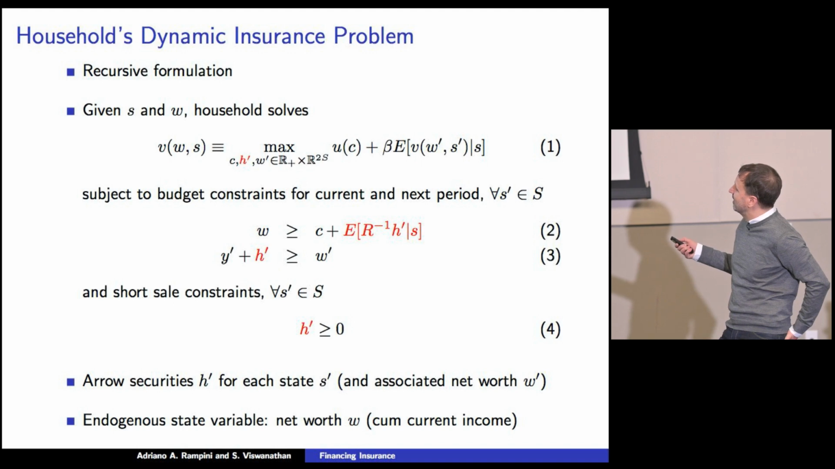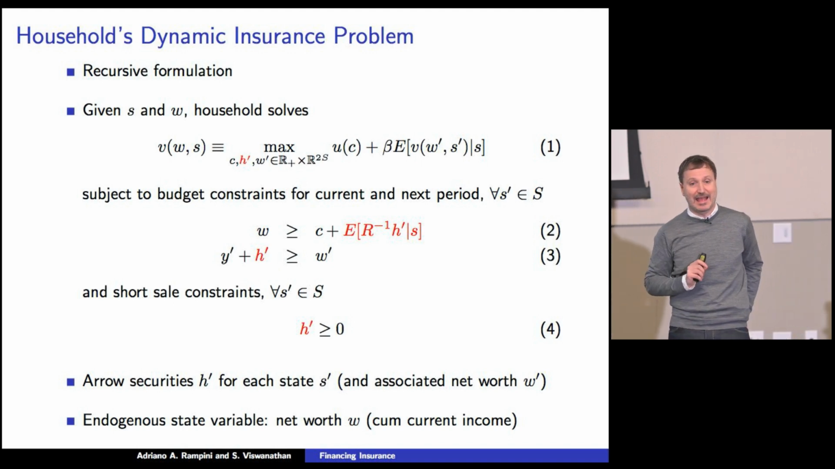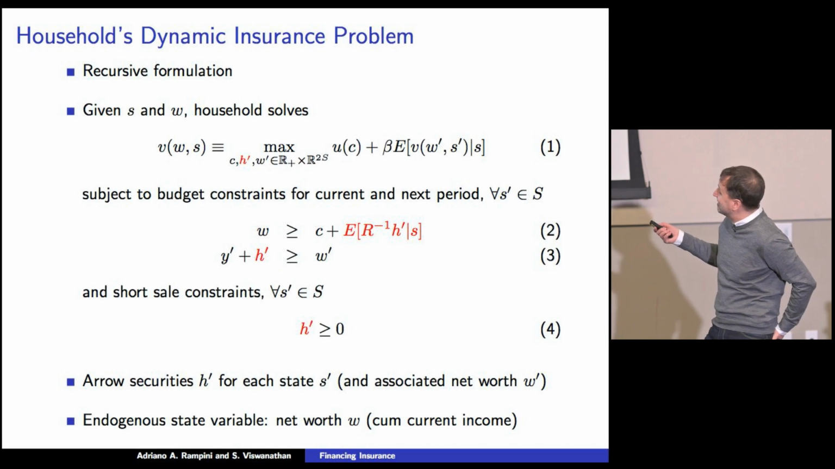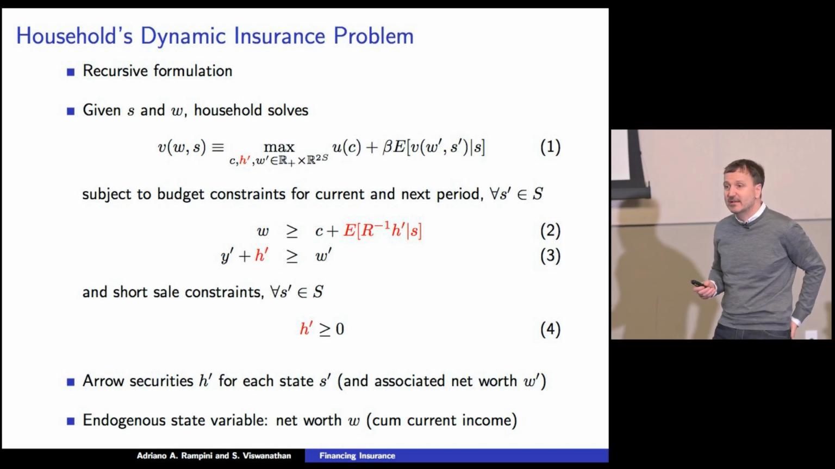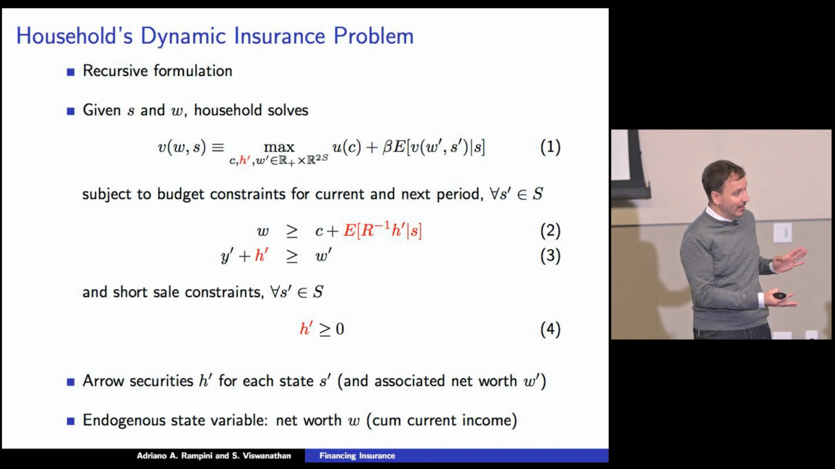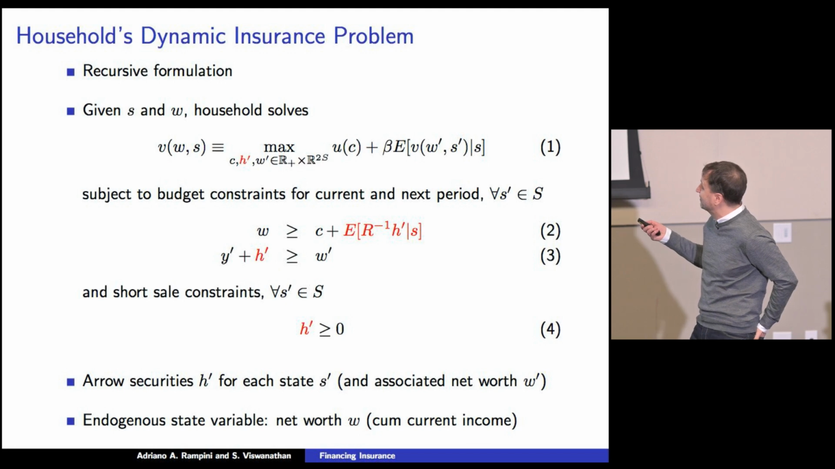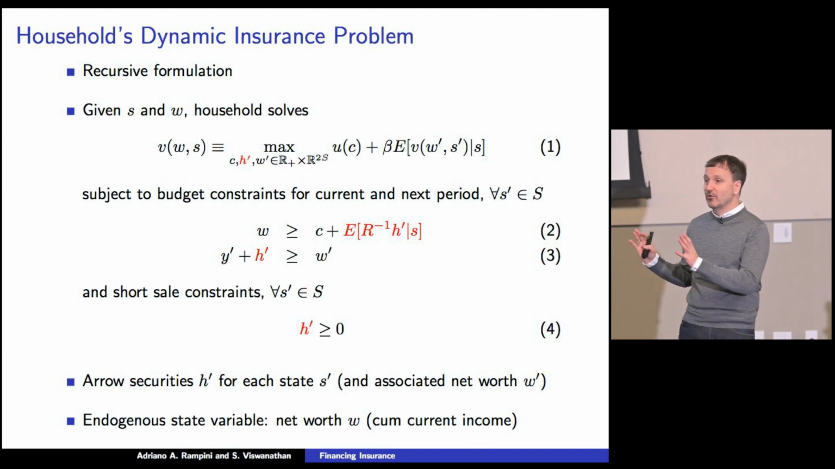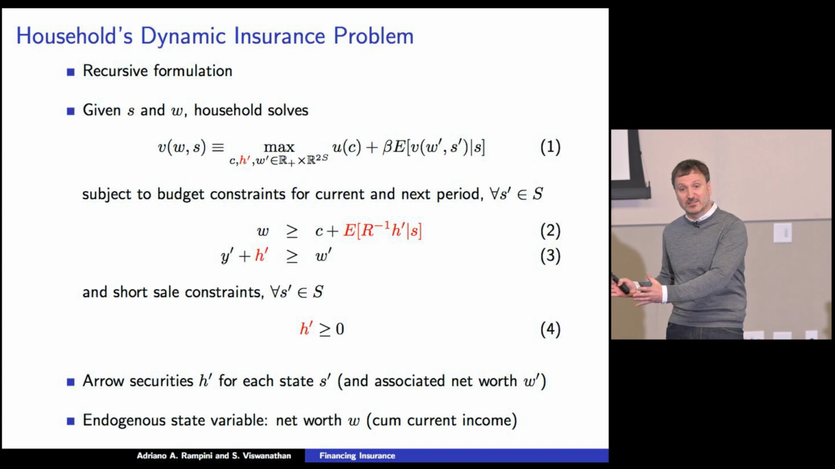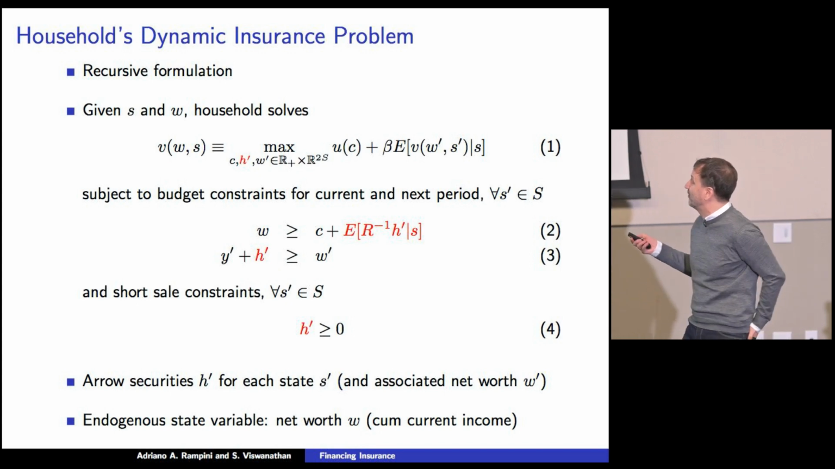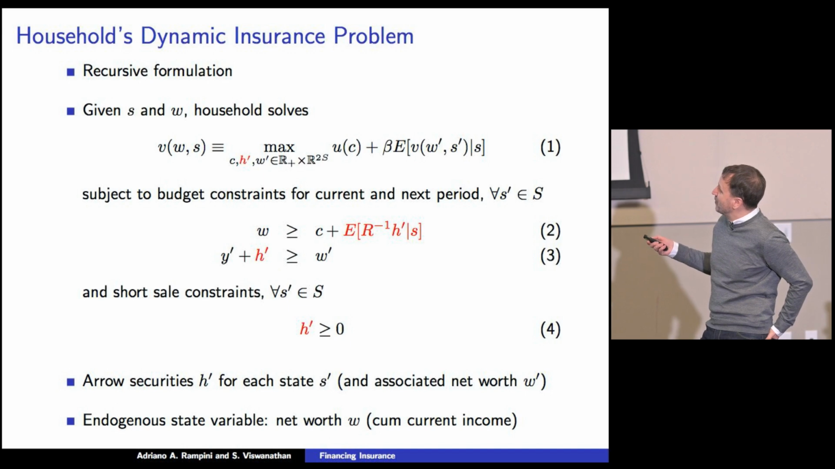What is this thing here? H prime is Arrow securities for state S prime tomorrow. So this is an entire portfolio of Arrow securities. You're buying them from a risk-neutral lender who charges you the probability of the state and the pertinent interest rate. So this thing here is the cost of your entire Arrow securities portfolio, your insurance portfolio, the insurance expenditures. If you buy Arrow securities for state S prime, then tomorrow you wake up in state S prime, you get income Y prime. If you bought some Arrow securities for that state, they pay off. That gives you the net worth next period.